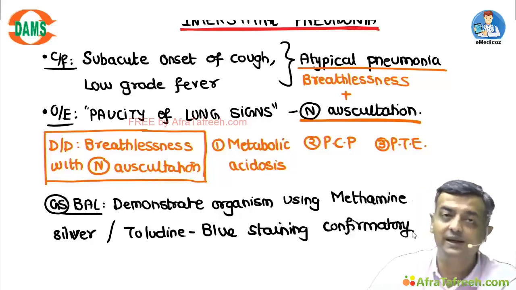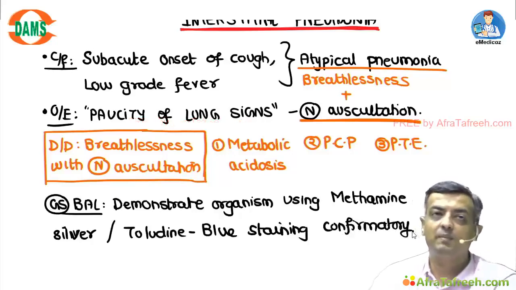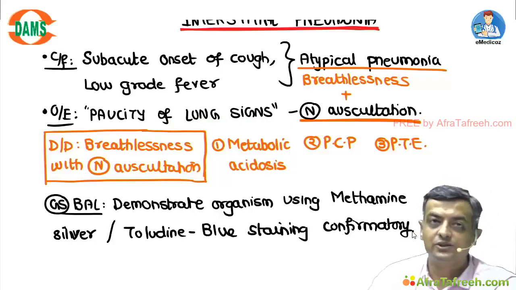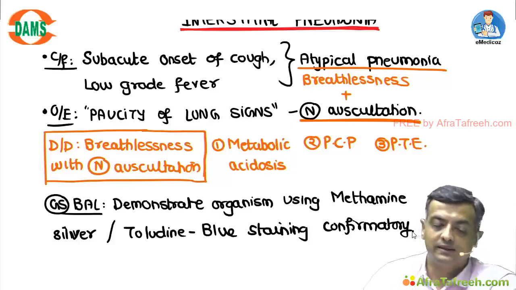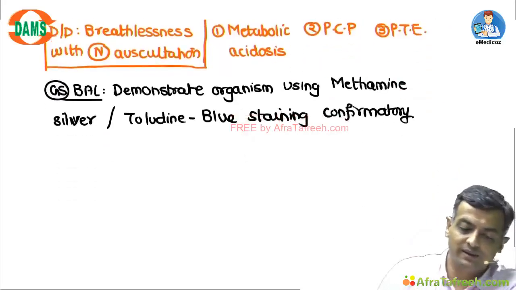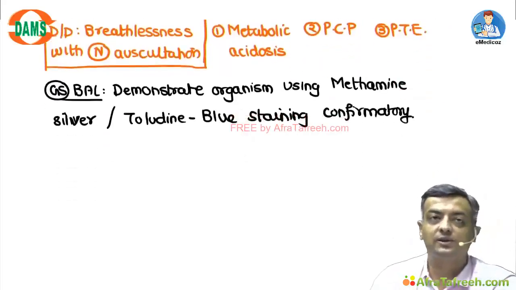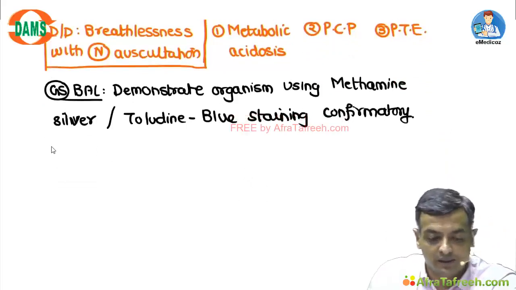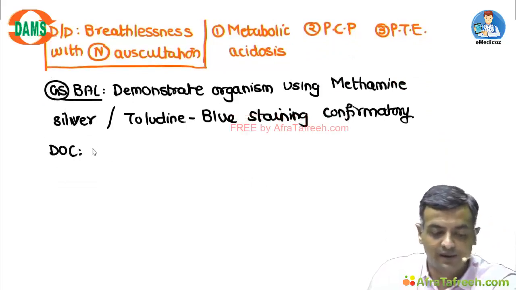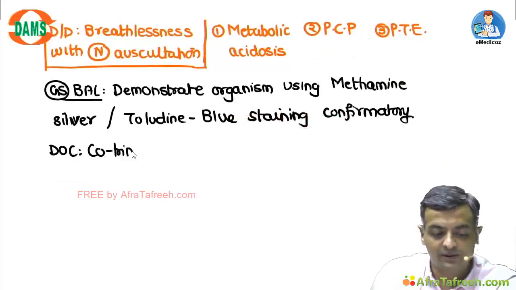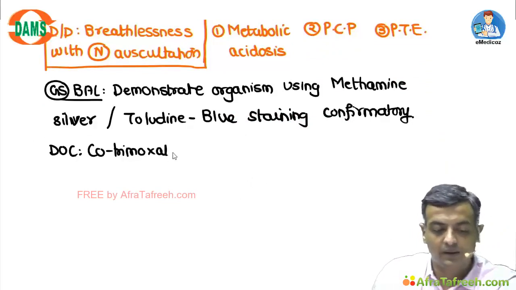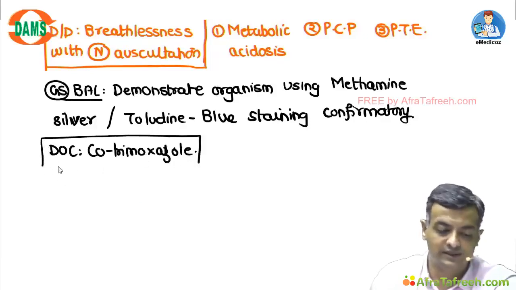So you can see this topic is a complete integration. It has a pathology component, a clinical component, and a microbiology component, where the stain is also commonly asked. Once diagnosed, what is the drug of choice? Cotrimoxazole, Septran, is the drug of choice.